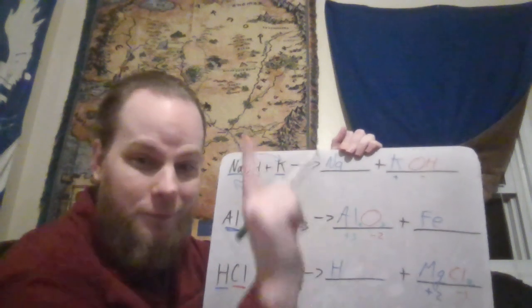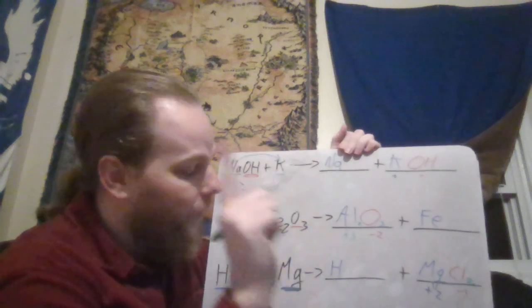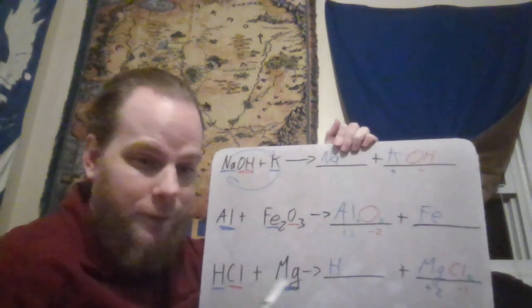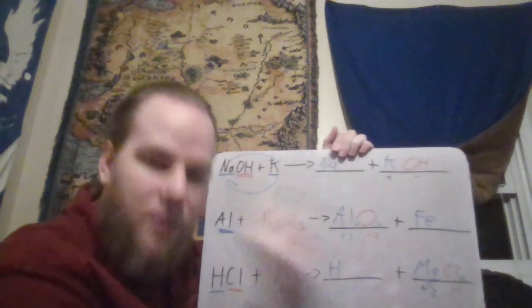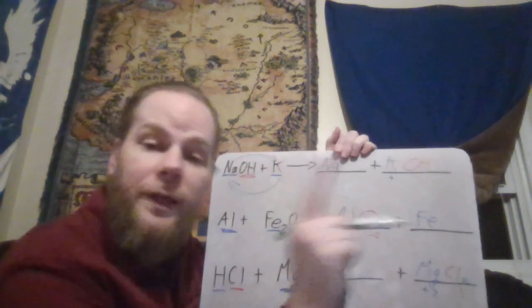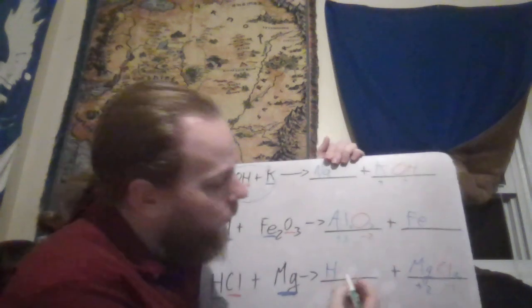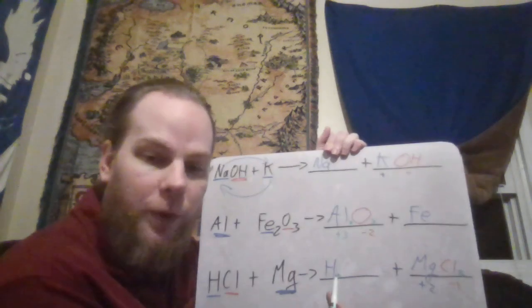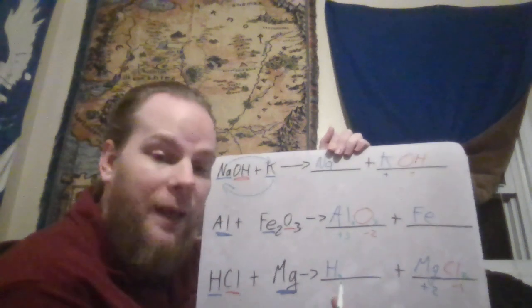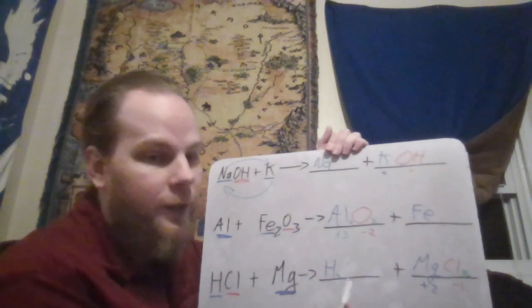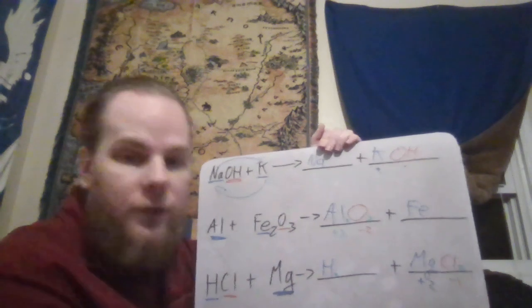Now, hydrogen is a diatomic. That means it cannot exist by itself. It has to be bonded to something. So this has to have a 2 subscript. Okay, any diatomic has to have a 2 subscript. Not just the hydrogen, but any chlorine that's by itself, any bromine, fluorine, nitrogen, oxygen, any of the diatomics, they have to have that 2 subscript.